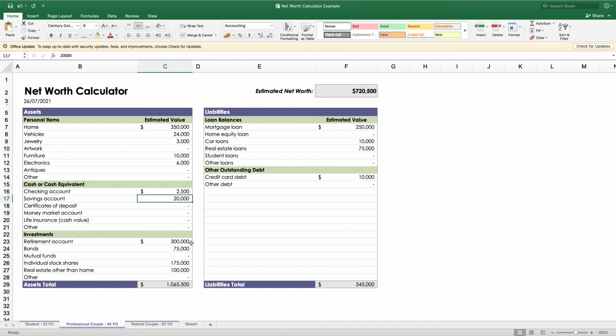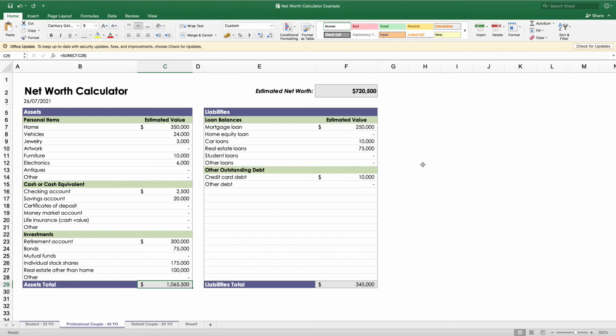They've already put $300,000 into a retirement account, but also on the side they do a little bit of their own investing as well. So they're holding some bonds and also some individual stocks, because that's an interest they have as well. And they also have a rental property. So that gives them total assets of $1,065,500.